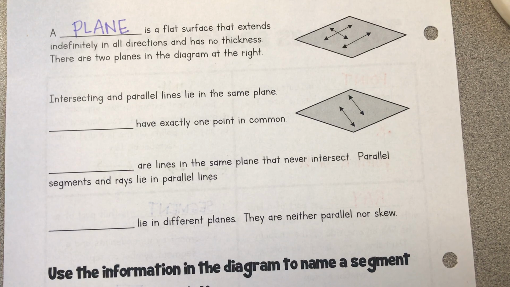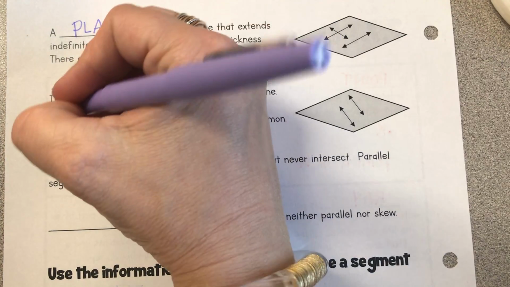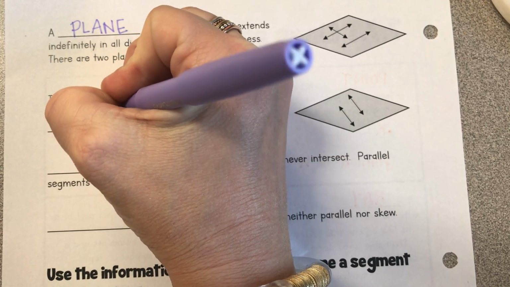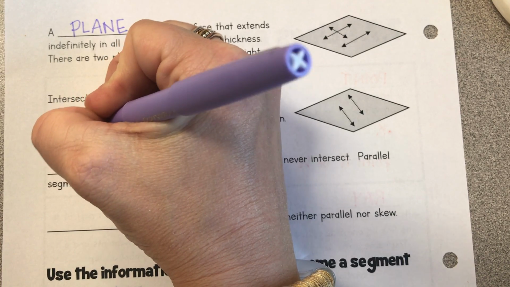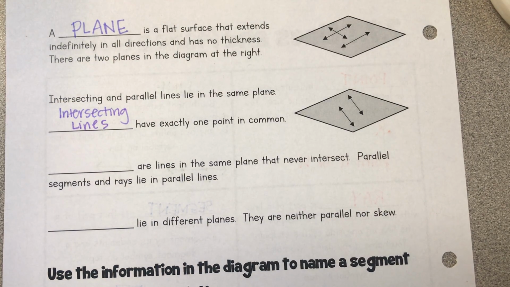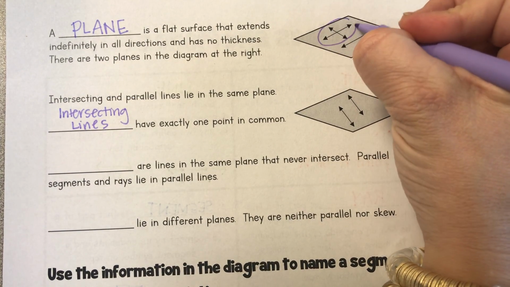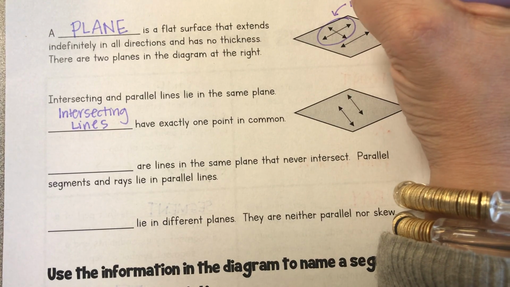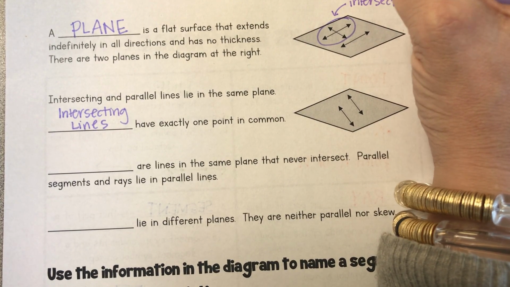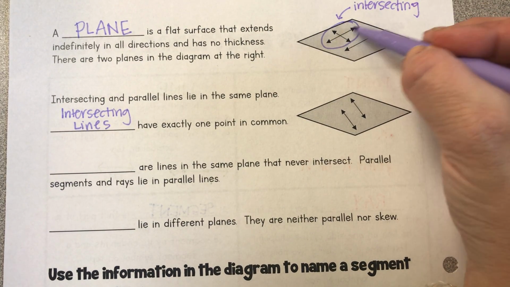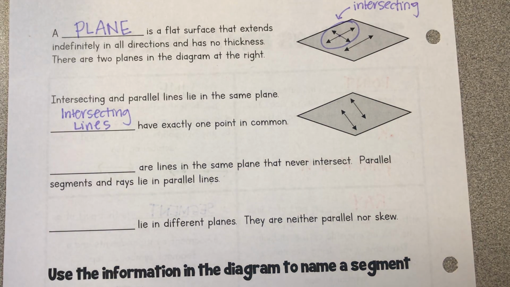Okay, and then the next part says intersecting and parallel lines lie in the same plane. Intersecting lines have exactly one point in common. So these two lines up here are intersecting. They have exactly one point in common, right? These two little lines intersected, that's the point they have in common.